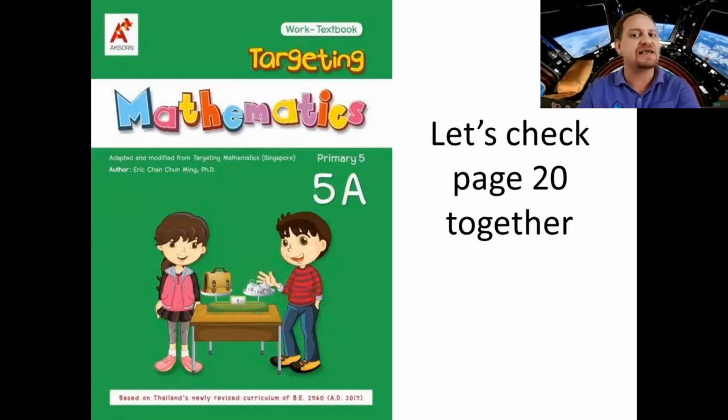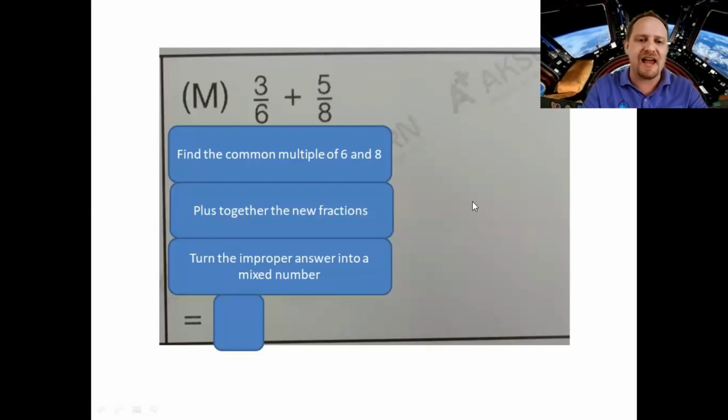Okay, today, let's check page 21 together, okay? So go to page 21, not 20, all right? And we'll start with the letter M, because we did N together yesterday. First step, find the common multiple between 6 and 8, plus together the new fractions.